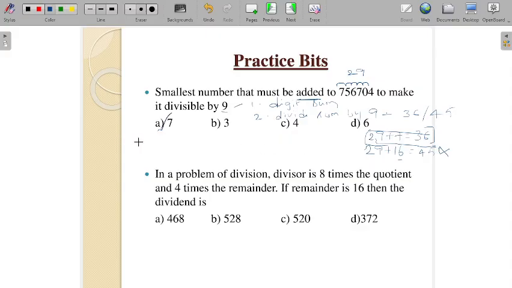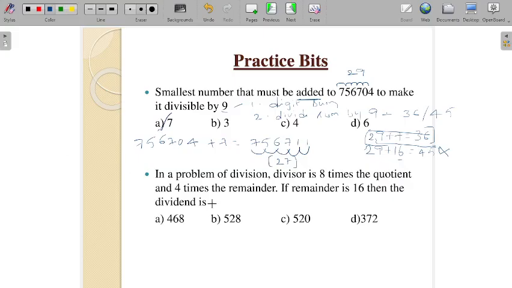756704 plus 7 equal to, what is the number? 756711. Let's check whether it can be divided by 9 or not. 7, 5, 12, 12, 6, 18, 18, 7, 25, 25 plus 1 26, 26 plus 1 27. What is the sum? 27. So it can be divided by 9. I hope you have got the point.